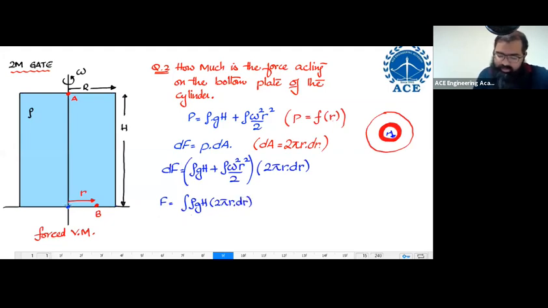R is ranging from 0 to capital R, plus the integral of rho omega square r square by 2 into 2 pi r times dr, again ranging from 0 to capital R. Please start.